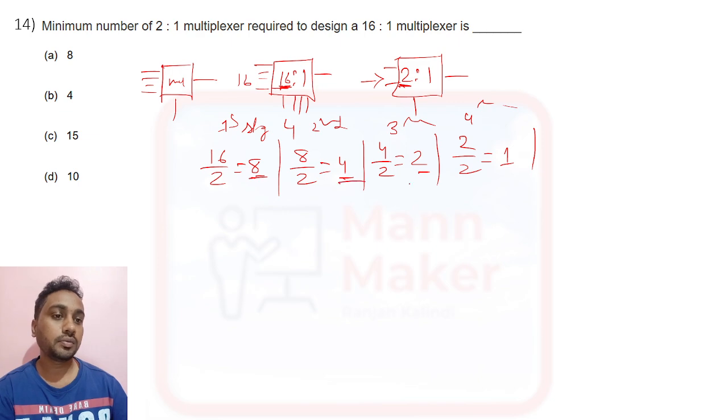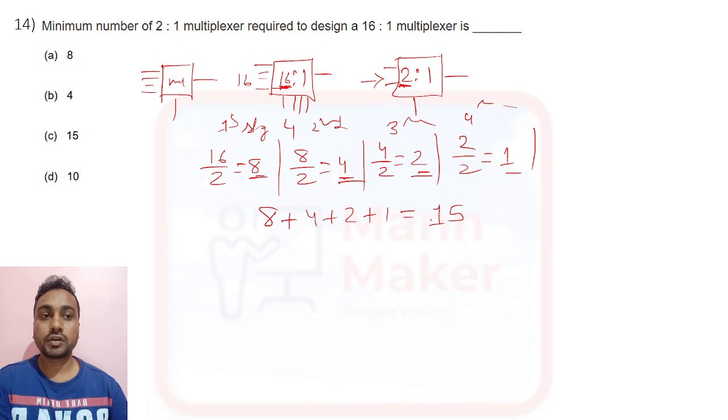Now this 8, 4, 2 and 1 you have to add. 8 plus 4 plus 2 plus 1 that is equal to 15. So 15 multiplexers required. 15 2 is to 1 multiplexers required to design 16 is to 1 multiplexer. Option C is the right answer.